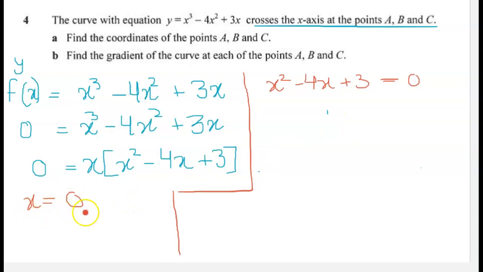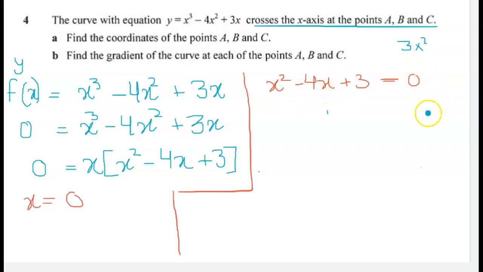Okay. Now I need to find out the other two points. Because it's a quadratic equation, it will have 2 answers. How do I know it's a quadratic equation? On the top, it's a 2. So I need to factorize that one. The way to factorize is you multiply this number 3 by the 1x squared. So that will give you 3x squared. Now you need to think of two numbers that, when you multiply, the answer is 3x squared, but when you add, the answer is minus 4x. That's the way to factorize.